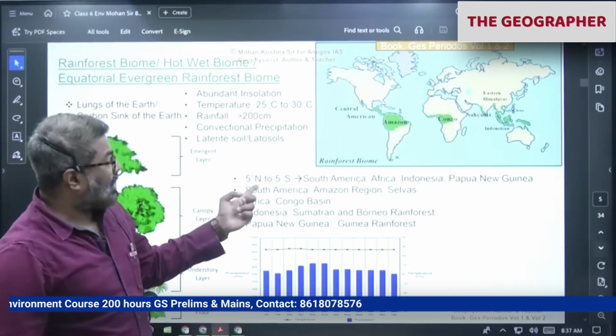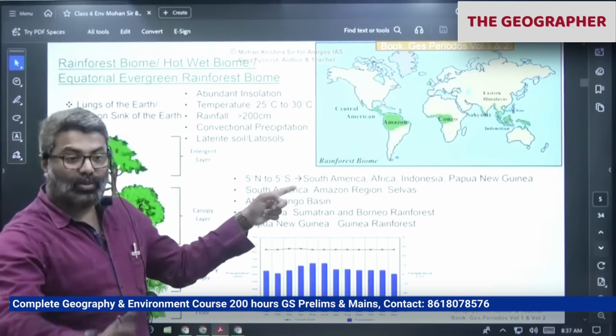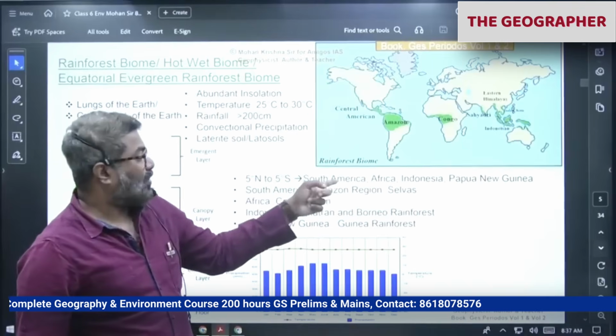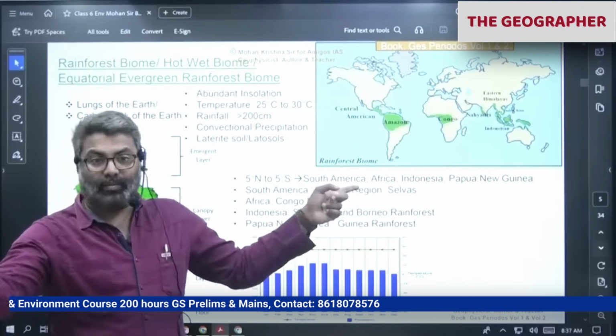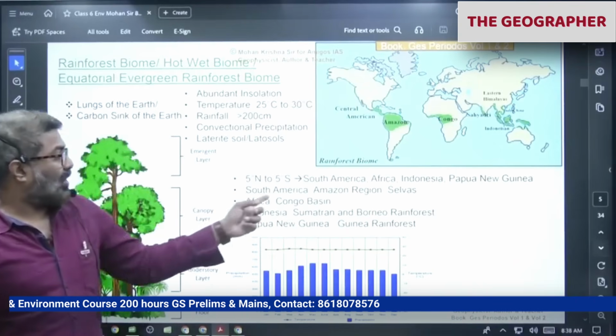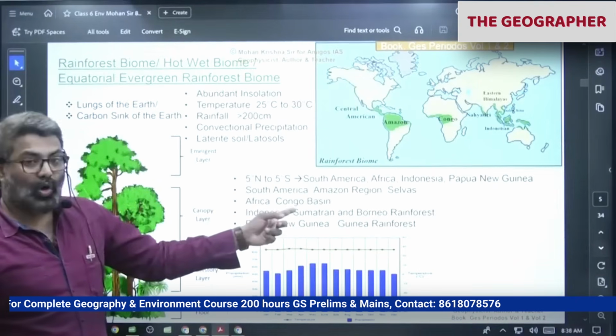So where is it found? 5 degree north and south. Across these places: Papua New Guinea, Indonesia, Africa, South America. In South America we have 10 degree to 10 degree here. Okay. South America, Amazon. Africa, Congo.